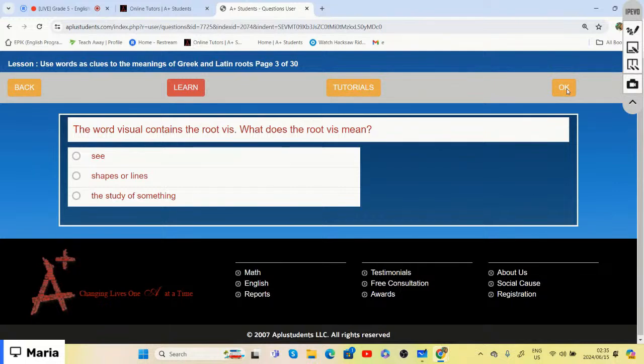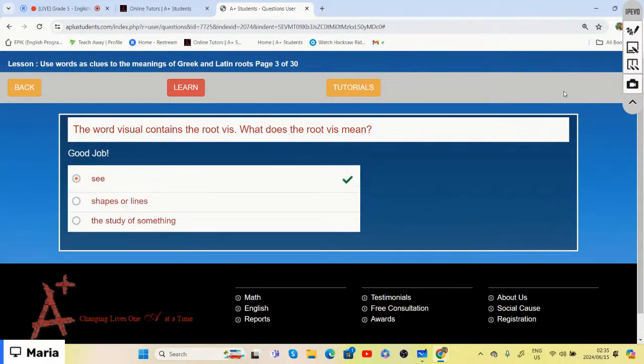So visual contains vis. Think of visual, and think of what vis might mean, the root of visual. All right, and if we were to find the root meaning of vis, if you really think of visual, then we can say it is to see, right? Because visual has to do with sight, it has to do with seeing, right?